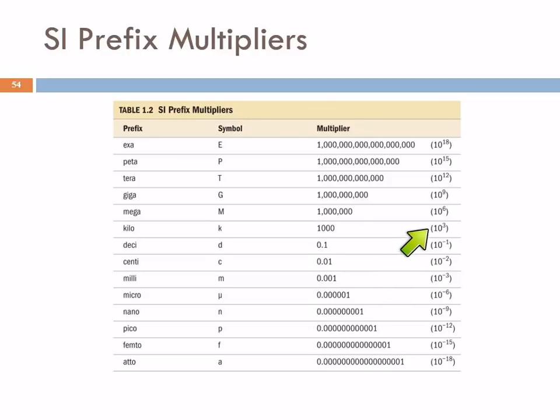Most of these, the exponent is a factor of 3. So they go up by 3s. 10 to the third, 10 to the 6th, 10 to the 9, 10 to the 12. The exceptions are the ones right here in the middle, 10 to the minus 1, 10 to the minus 2. There are some other ones that are not listed on here, but in the memorization quiz material are the ones that I want you to know for this class.